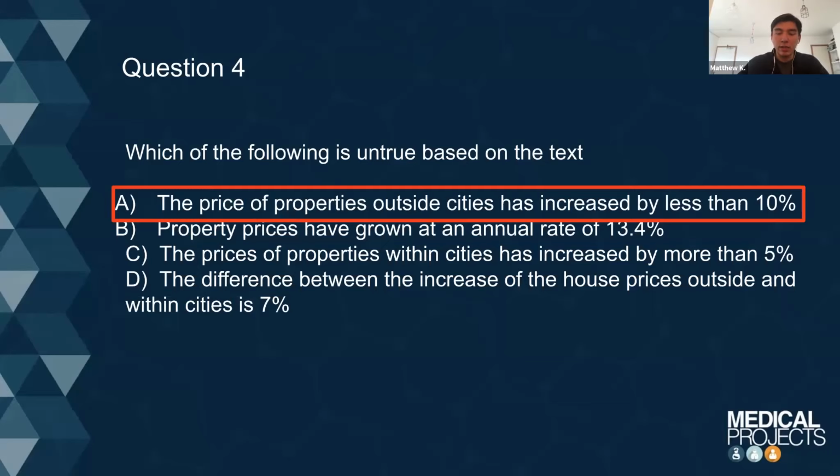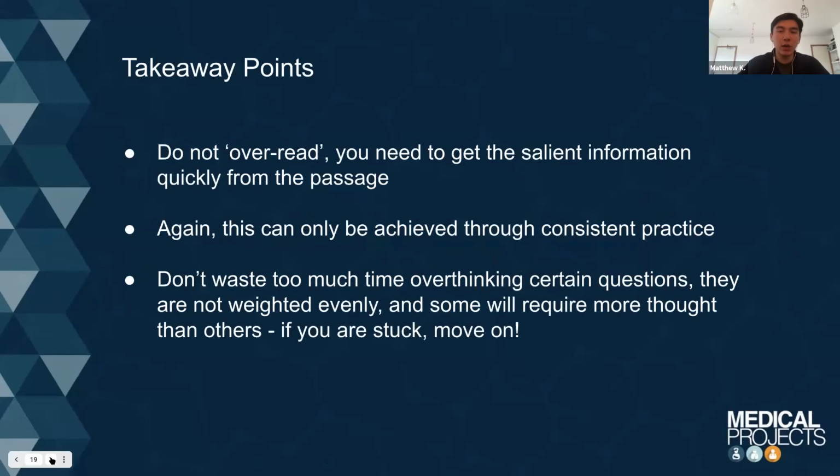is the more that you practice, the quicker your brain gets at pulling out those important pieces of information and therefore being able to infer the logic that the test makers are asking of you to answer the questions. So next slide, please. So takeaway points from the verbal reasoning section. Do not overread, as I've reiterated. You need to get the salient information quickly from the passage, and you need to store those important points in your head. And this can only be achieved through consistent, diligent practice.